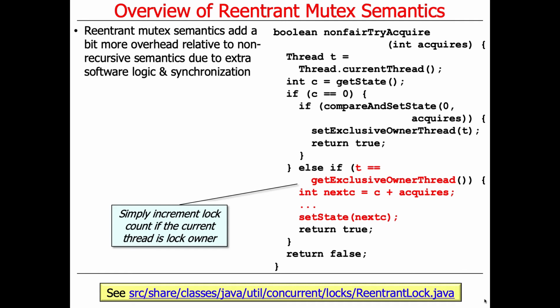The reason why we have this acquires parameter is because non-fair try acquire is used both by semaphores and by reentrant locks. The difference, of course, is that reentrant lock only allows increments by 1, whereas semaphores could allow increments by multiple permits at a time. Okay, so that's basically the implementation of it.